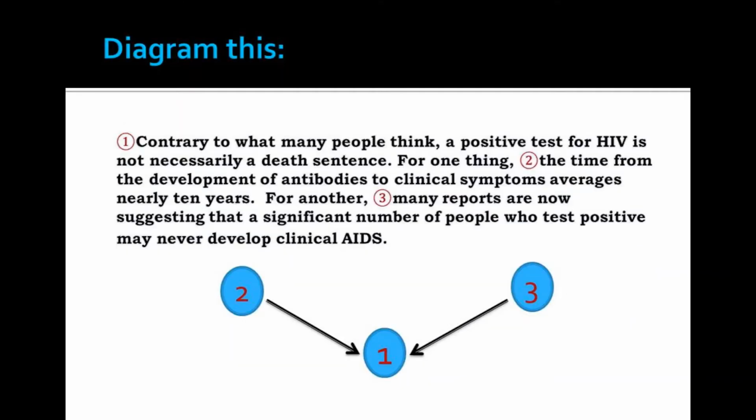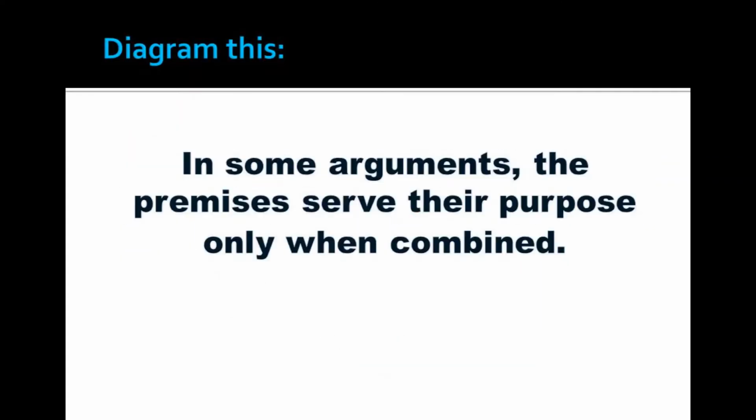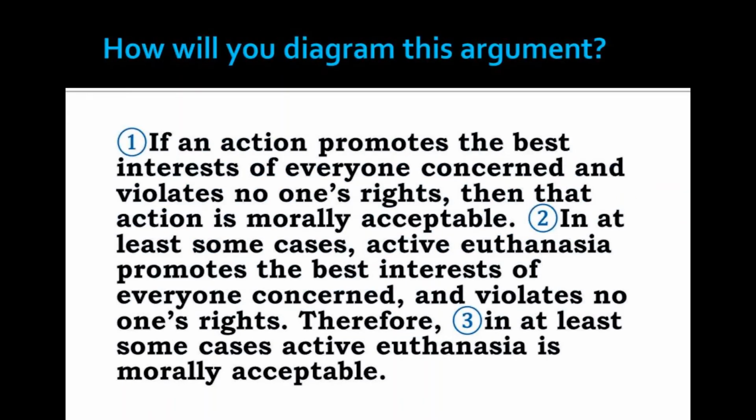After which, connect these premises with arrows to show their logical relations. Through the technique of diagramming, you are able to identify that the conclusion is the first sentence, while the premises are the second and third. In some arguments, the premises serve their purpose only when combined. How will you diagram this argument?